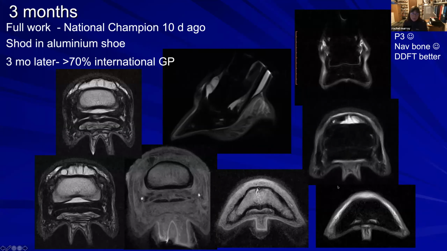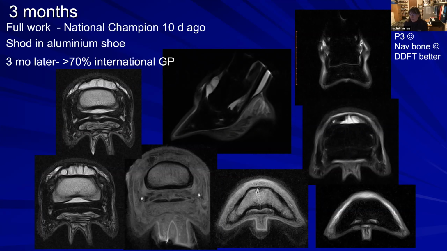This horse goes back into full work, at which point it was competing at top level. It was shod in an aluminium shoe to give it a little bit of cushioning effectively, and lightweight. 3 months later, this was getting high scores at International Grand Prix. So by following this horse, we were confident things were getting better and that the horse could then increase what it was doing in work.